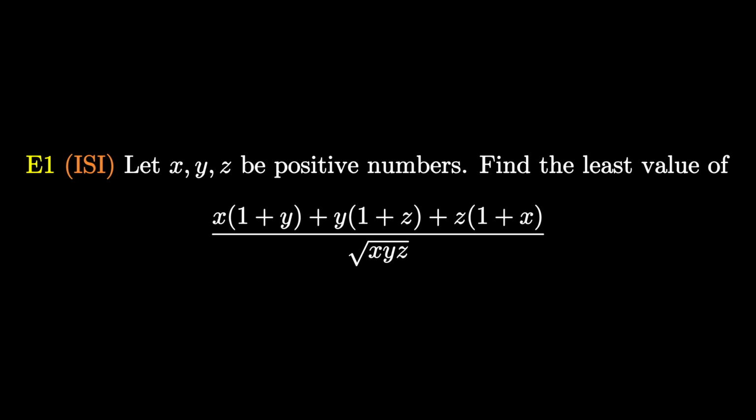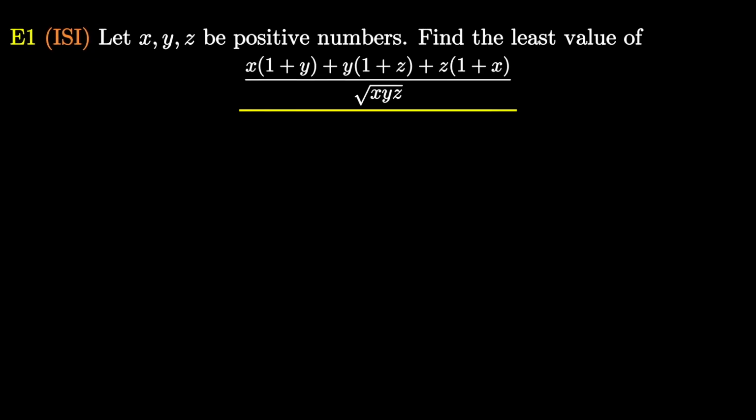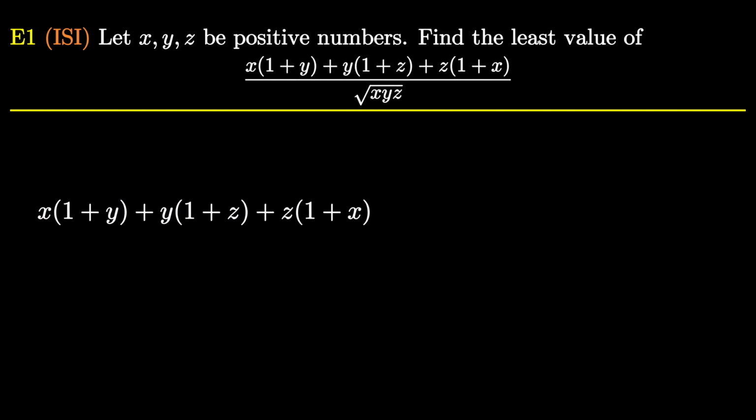Let x, y and z be positive numbers and we need to find the least value of this ratio. We are given x, y and z positive. This gives us a clue that the AMGM inequality may be a useful tool here. But it is not immediately clear on which numbers we should apply the AMGM inequality. The obvious three numbers we may bet on are the three terms appearing in the numerator: x into 1 plus y, y into 1 plus z and z into 1 plus x.